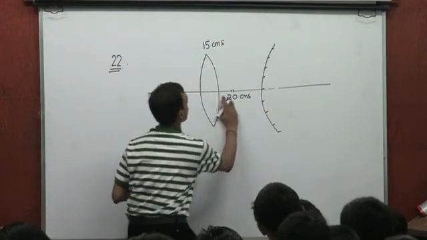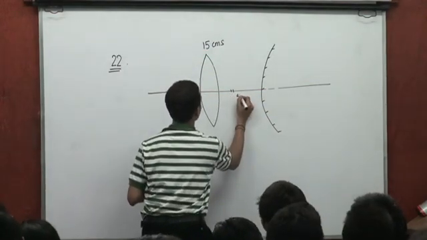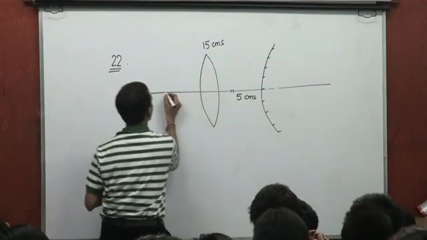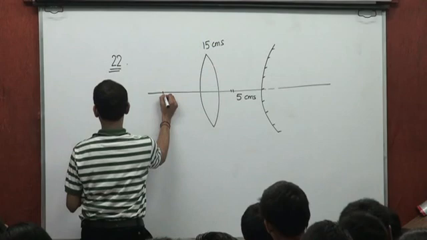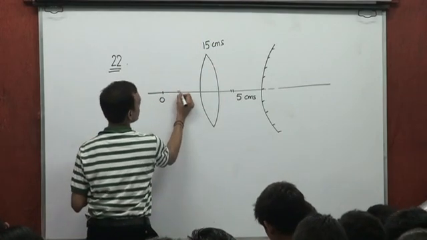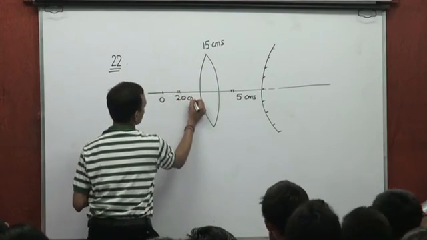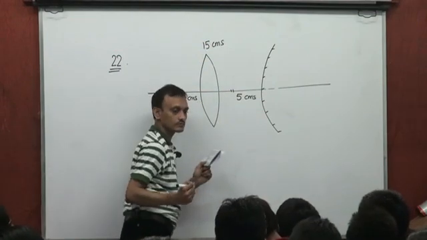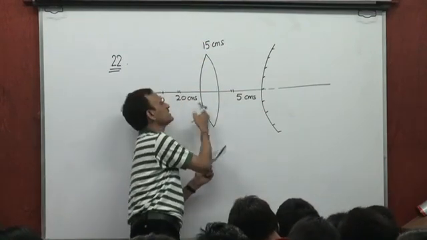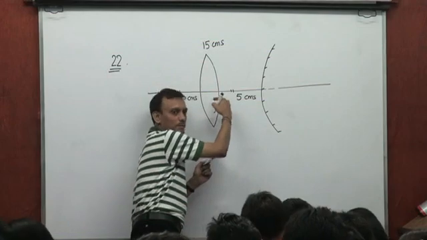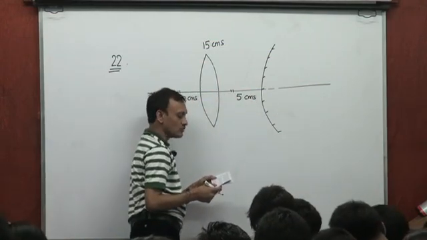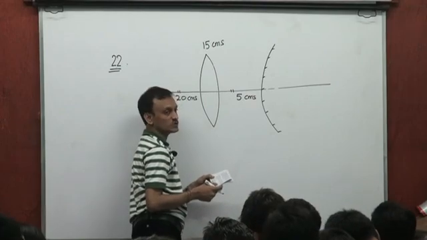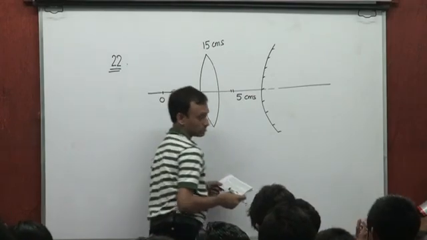Oh, sorry. This is 5 centimeters. The object is placed 20 centimeters from the lens. This is 20 centimeters. Sorry, I stand corrected here. This is where the object is placed, 20 centimeters in front of the lens. The separation between the lens and the mirror is 5 centimeters. And it is found that the object coincides with the image.